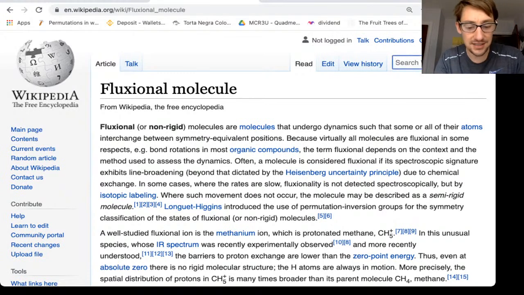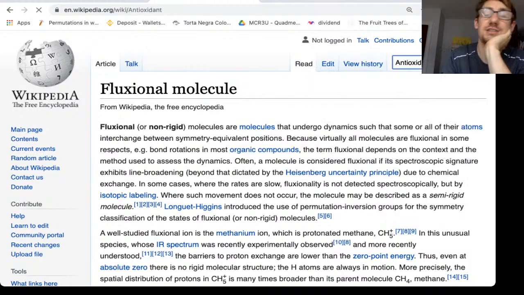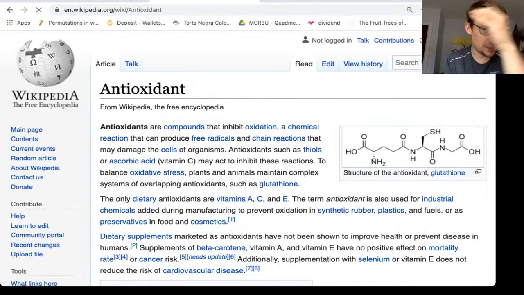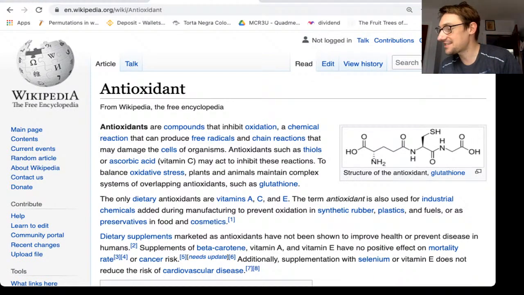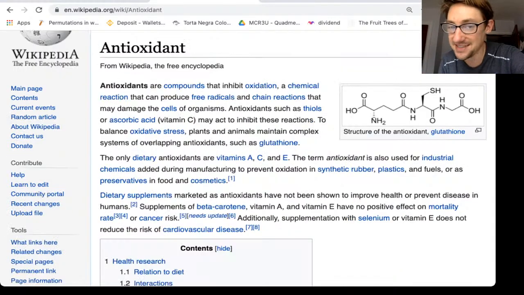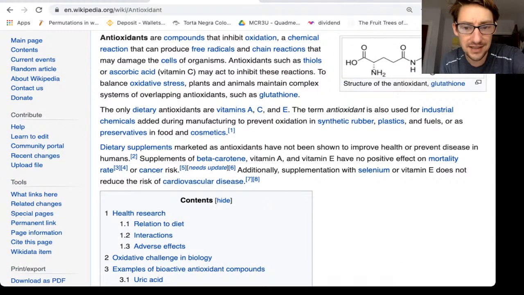Is citric acid one of them? Polyphenols are one of them. One of the theories of aging used to be that free radicals inside the body were reacting with your DNA and slowly breaking it down. And so eating antioxidants would help prevent the aging process. I'm pretty sure that ended up being fake news.